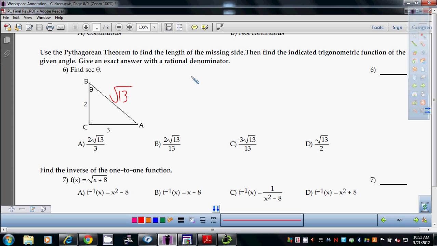Cosine. That's what I meant to say. So, well, then you were right. Adjacent over hypotenuse, but you flip it. Now it's hypotenuse over adjacent. Hypotenuse over adjacent. D. Good.